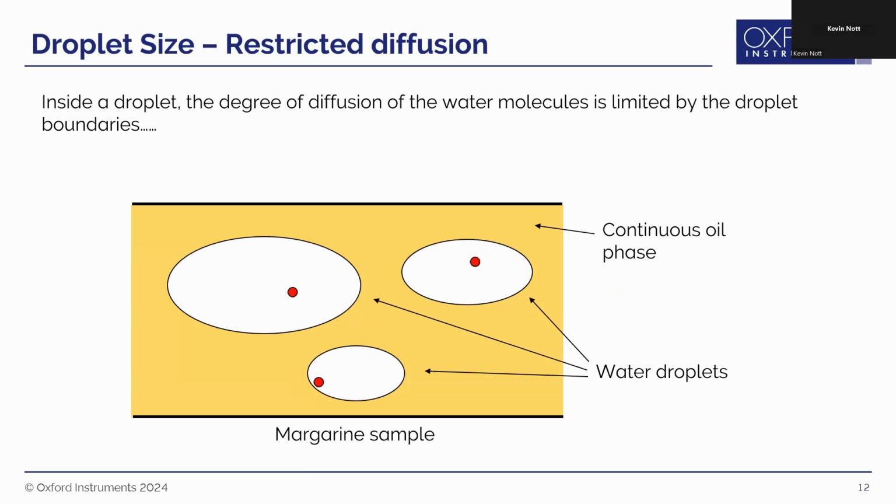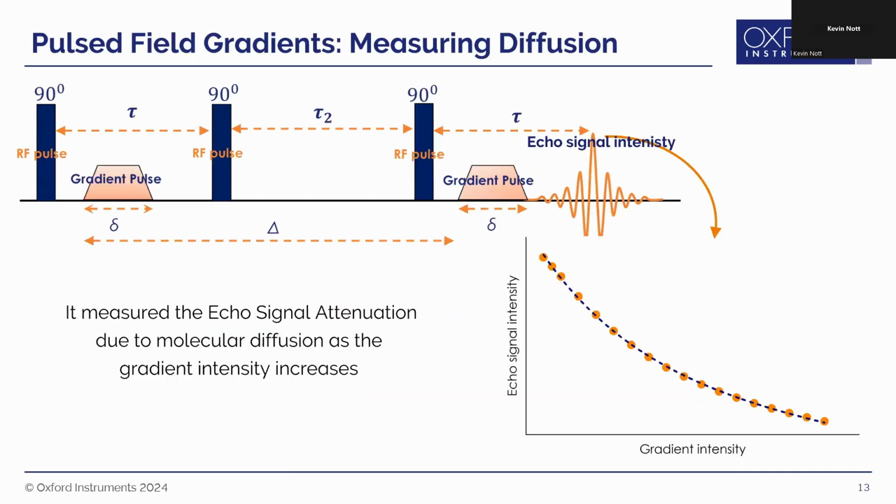In contrast to relaxometry, water fat diffusion is another tool with which to determine microstructure in foods. So if we take a food emulsion, such as margarine, for example, there's a continuous oil phase, which contains water droplets here, also known as disperse phase, and the water molecules inside the droplets are limited by the droplet boundaries. As a consequence, water diffusion is restricted.